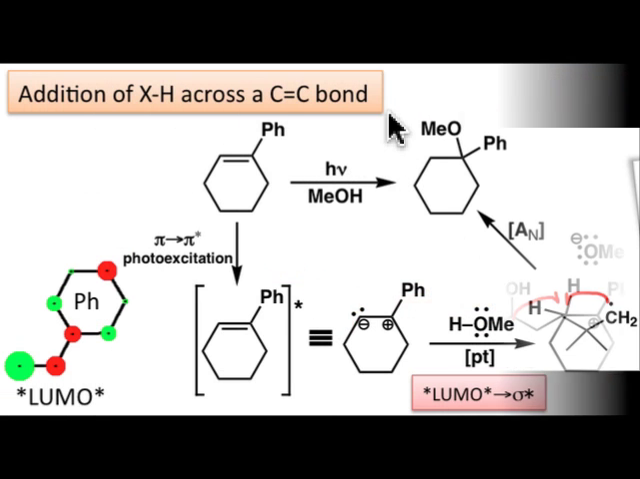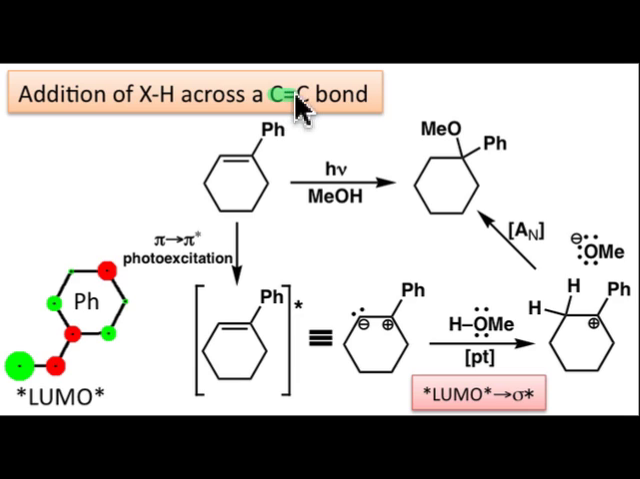In this second photo addition, we'll add the elements of XH across the carbon-carbon double bond. That'll be the chromophore. The specific example we'll look at is this cyclohexene, which adds the elements of OH from methanol across that carbon-carbon double bond. It generates a new oxygen-carbon bond along with a new carbon-hydrogen bond. Here's a mechanism that explains the process.